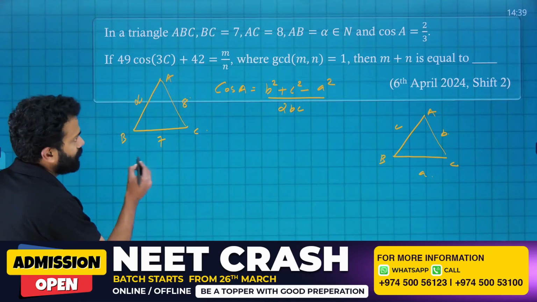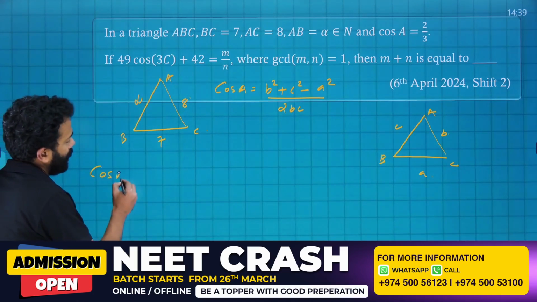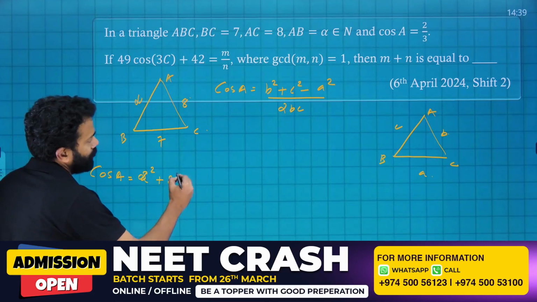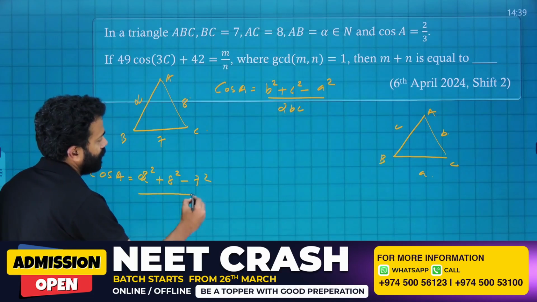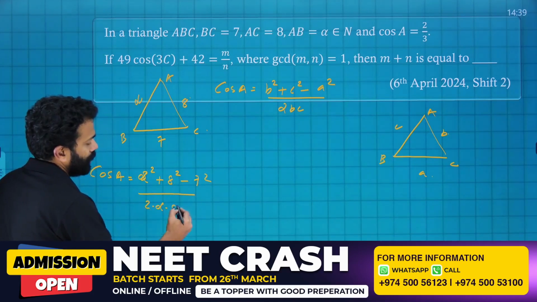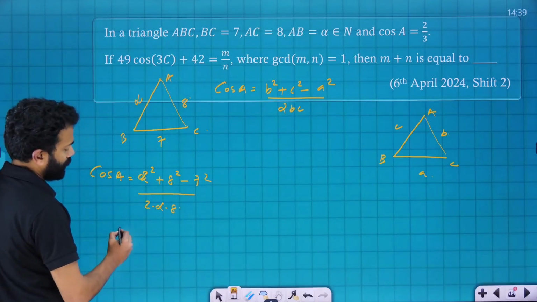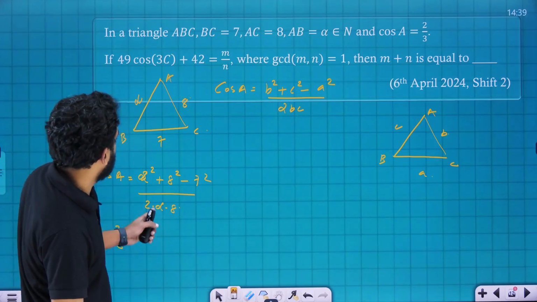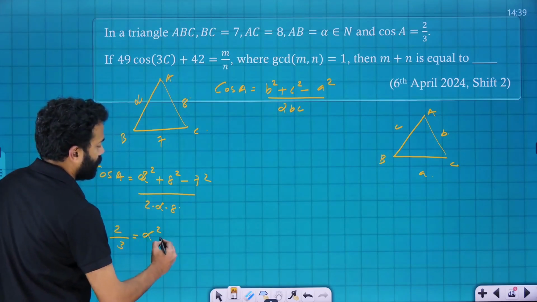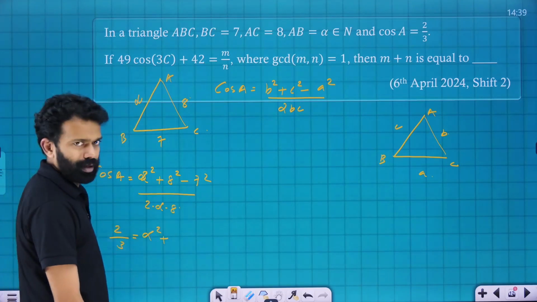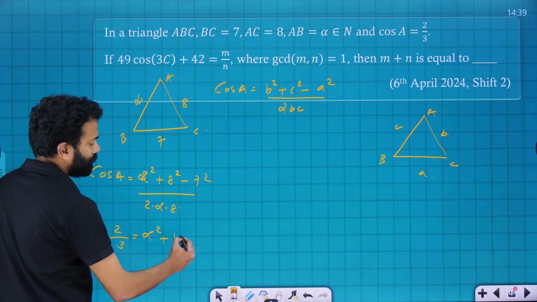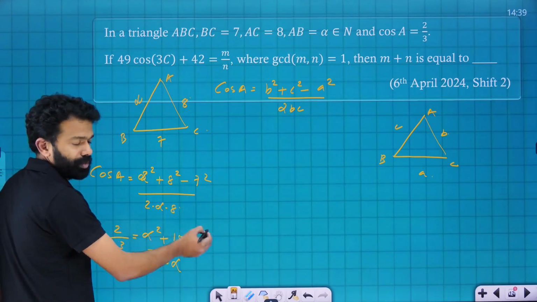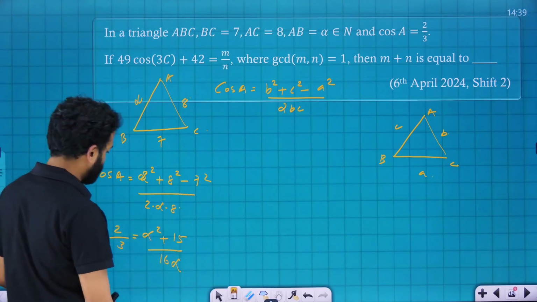See, we know that. What is cos A here? That is cos A is equal to alpha square plus 8 square minus 7 square divided by 2 into alpha into 8. Okay, so what is cos A? Cos A is 2 by 3. And alpha square plus, what is 8 square minus 7 square? 15, right? Divided by 16 alpha. Here you can use A plus B into A minus B, 8 plus 7 into 8 minus 7. Okay. Sometimes it will help.